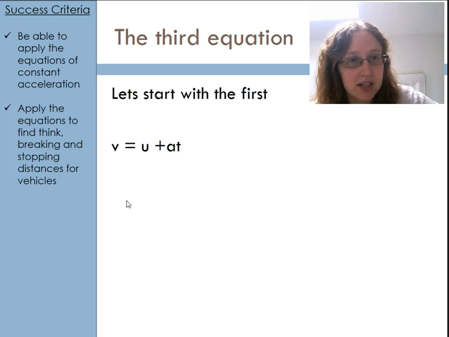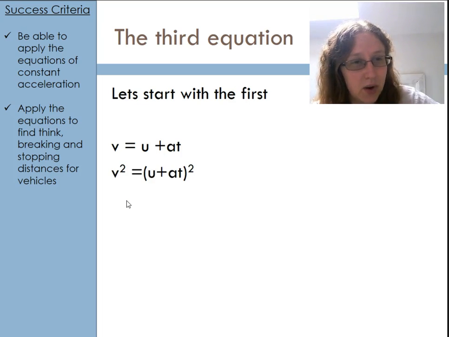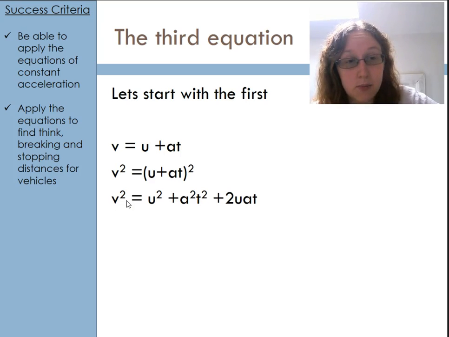So here we've got v equals u plus at. That's the first equation we proved where it came from, so we're happy with that one. All I'm going to do to start with is square it, because that gets me to v squared, which is what I'm ultimately trying to get to. Then I'll just square out the brackets. So v squared will therefore be u squared plus a squared t squared plus 2uat, which looks disgusting.